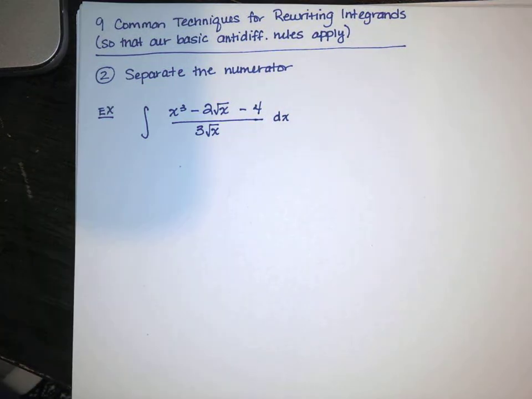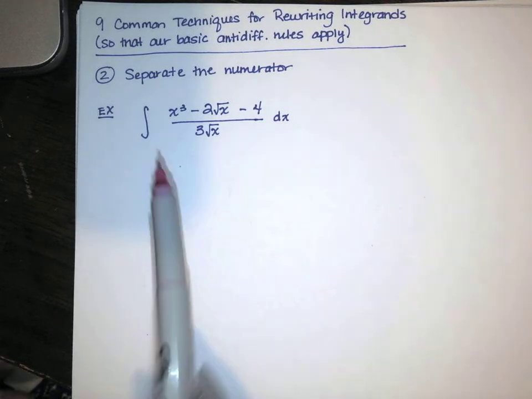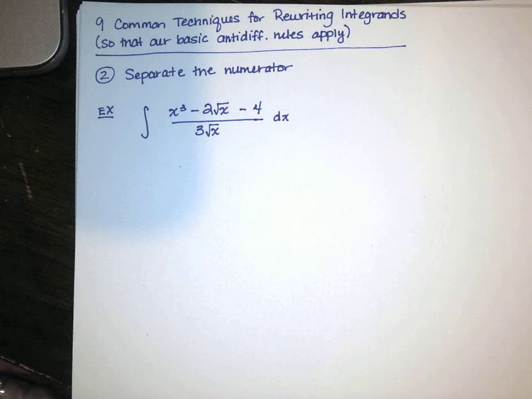Okay, this is a clear case when I would separate the numerator because, first of all, my basic rules don't apply. My basic antidifferentiation rules list does not have a rule for the antiderivative of a quotient, and I've got a quotient here. And there are so many Calc 2 students coming straight out of Calc 1 that really want to apply the quotient rule in this case. Don't do it. We're taking antiderivatives, not derivatives, and our basic rules just don't apply.